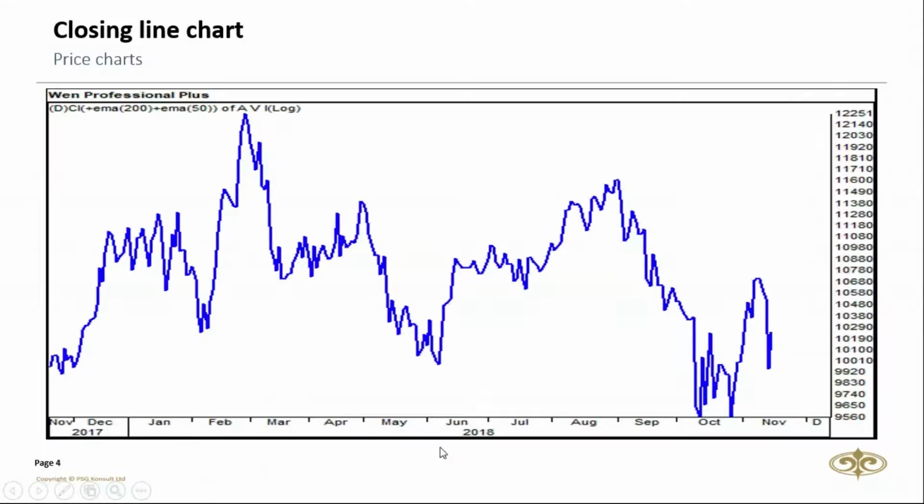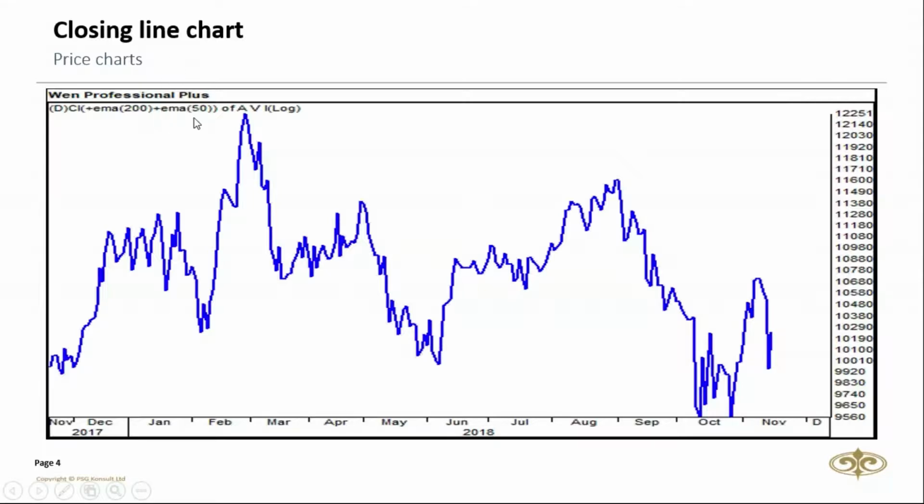It's two-dimensional. You can see on the horizontal axis, that refers to time. So we're going right back to November last year, so it's roughly about a year. And then on your vertical axis, we've got price. So price is always in cents. So it's 95 Rand 60 to as high as 122 Rand 51. The closing line is formed by connecting the closing prices over the time frame.